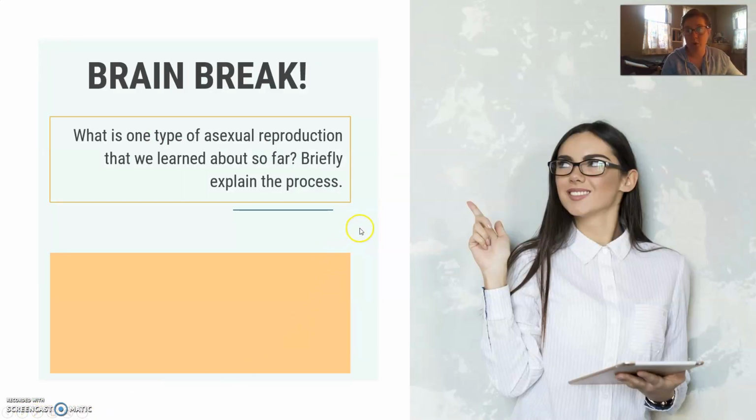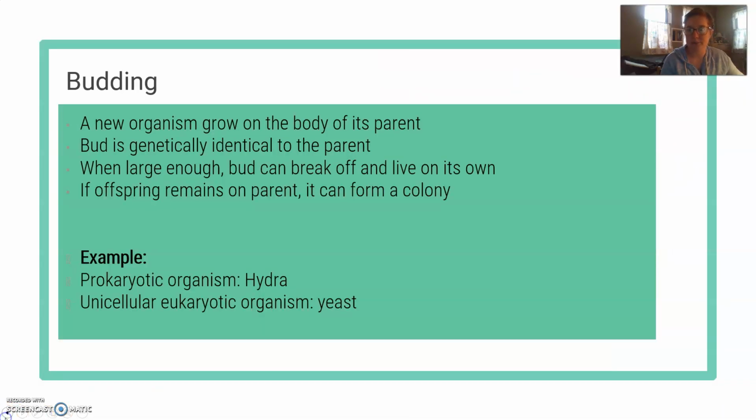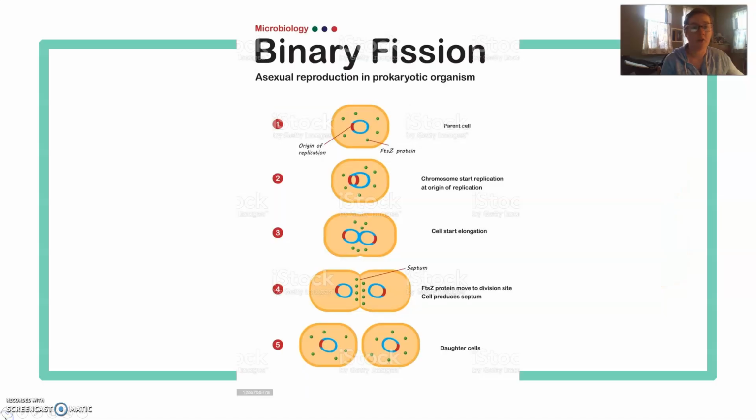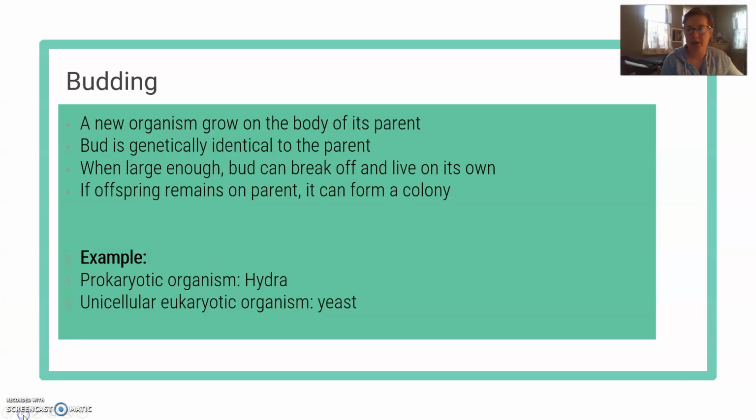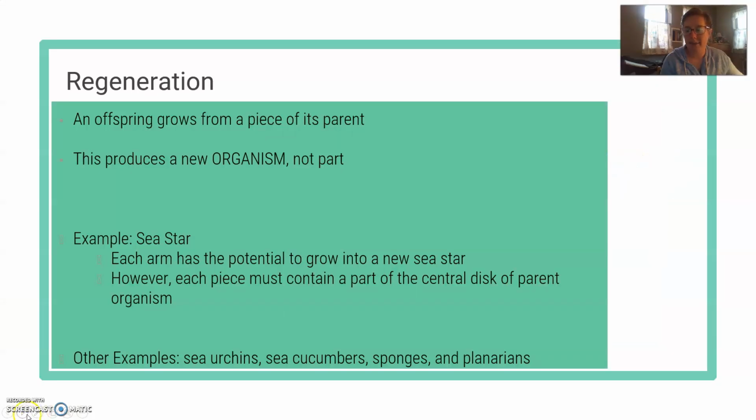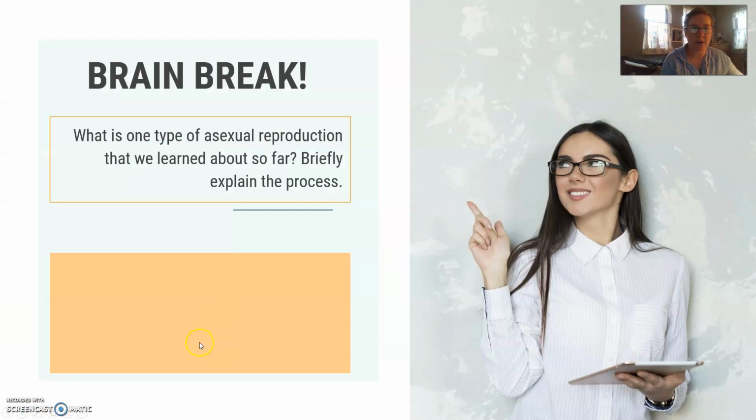All right, so just real quickly, last question for you guys to answer for today is, what is one type of asexual reproduction that we learned about so far, and just briefly explain those processes. So this could have been budding, regeneration, mitosis, or, oh, fission, binary fission. Any of those would work. So remember, you can just write in that box there, the orange one. Don't be in present mode.